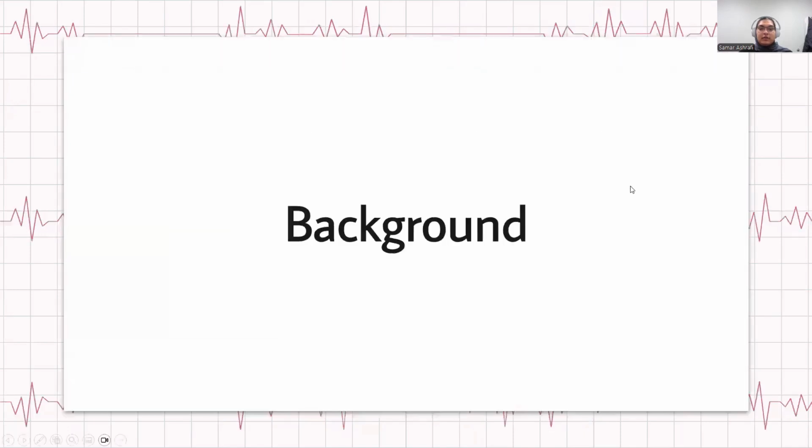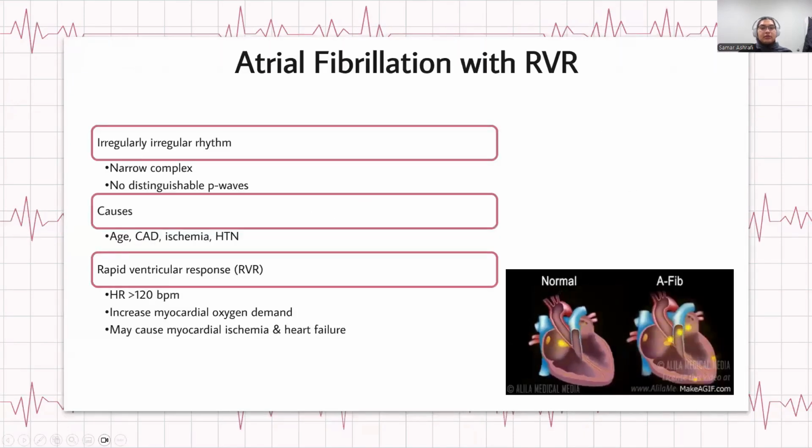Now going into a little bit of background information. Atrial fibrillation is one of the most commonly treated arrhythmias in the emergency department, presenting as an irregular rhythm that is narrow complex and does not have any distinguishable P waves. It can be caused by a multitude of factors such as age, coronary artery disease, ischemia, or hypertension. And patients with atrial fibrillation will often present to the ED in rapid ventricular response, or RVR, which is defined as a heart rate of greater than 120 beats per minute.